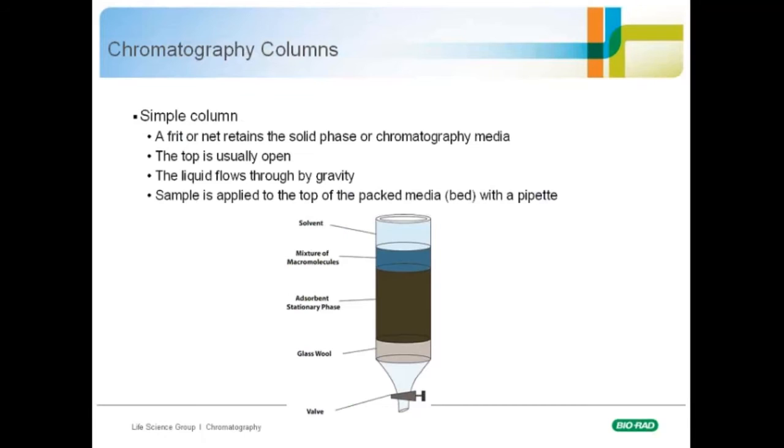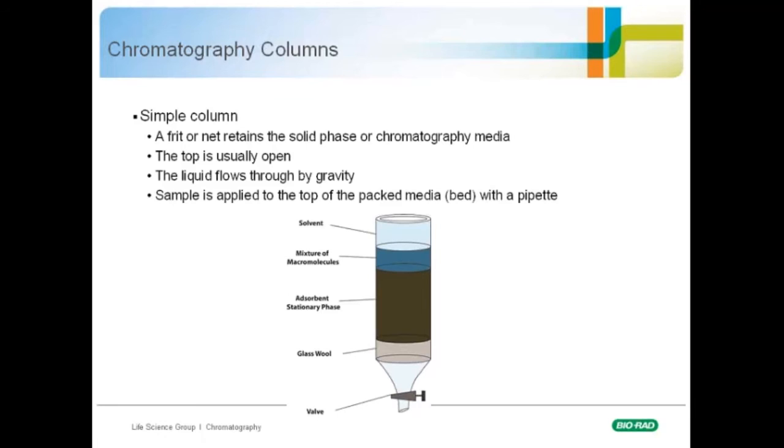So let's look a little bit at the different approaches you might have in using column chromatography. In this first illustration, what we see is the most basic setup, and you might have seen this in a biochemistry 101 type of lab. This is your typical glass column that has glass wool and perhaps some cotton at the very end. But essentially, at the very top of the column, we would have a frit or some type of net to keep your solid phase in that container.